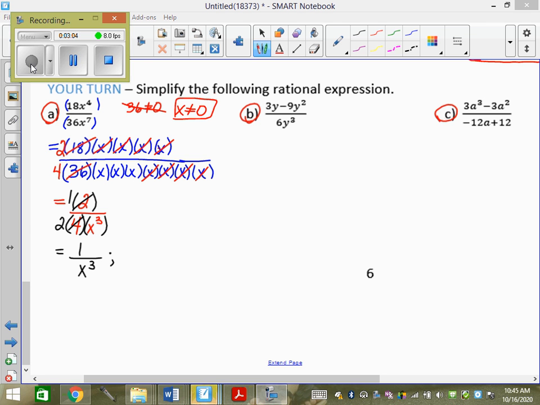Then remember, I have to follow behind with x cannot equal 0. Do you see these equal signs I have here? You have to put them. Because what you're saying is this expression equals this expanded expression equals this simplified equals this.